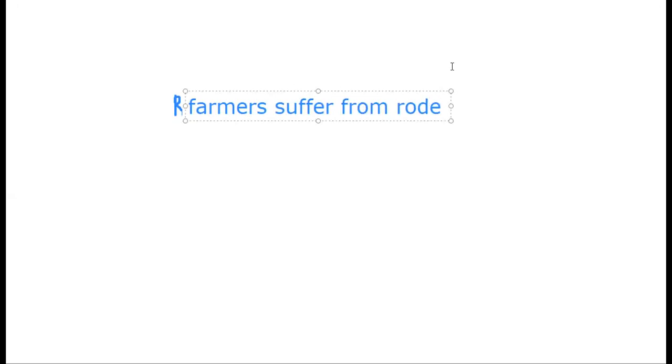Rats, for example. Do you know what rats are? Rats eat crops like wheat, for example. Farmers, in general, suffer from rodents like rats.